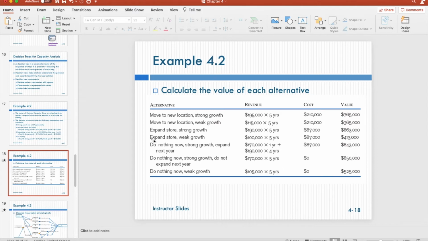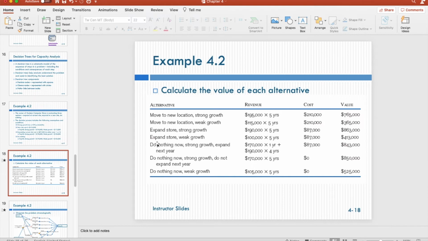On the other hand, if you decide to expand on current site, but if you meet the weak growth, unfortunately, then the revenue for every year is 100,000 times 5 years. This will be the corresponding revenue minus the corresponding cost, which is 413,000. So we already figured out these two options. Now, the third option is do nothing, basically.